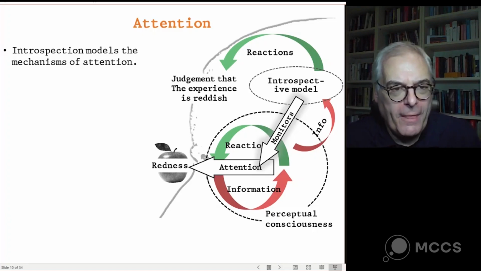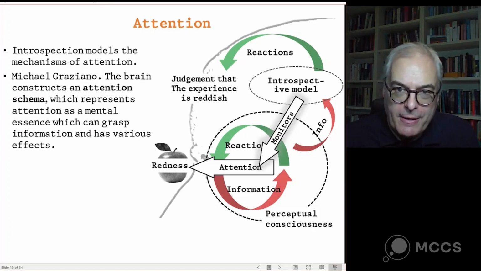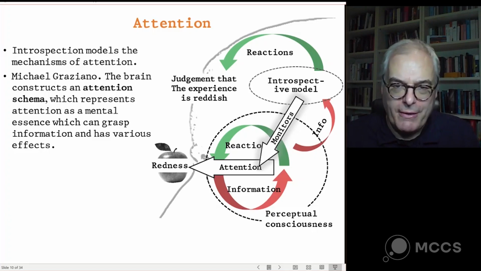And this is an idea that has been developed, in particular, by Michael Graziano and his colleagues. They've developed a very detailed theory of the modelling of attention and how it explains our intuitions about phenomenal consciousness. Graziano and colleagues don't actually like the term illusionism, but their theory is, I think, thoroughly illusionist in spirit.